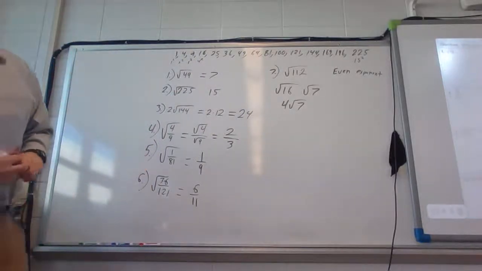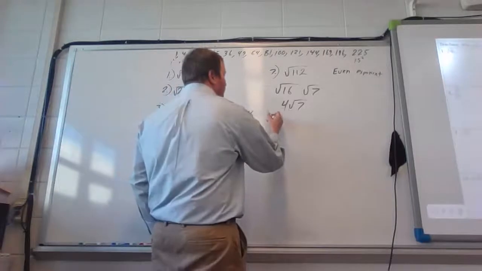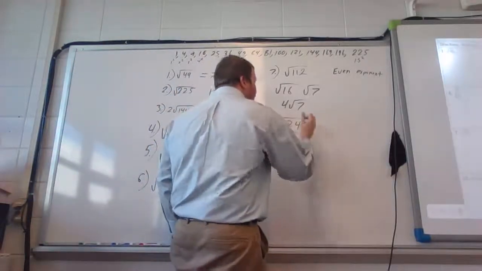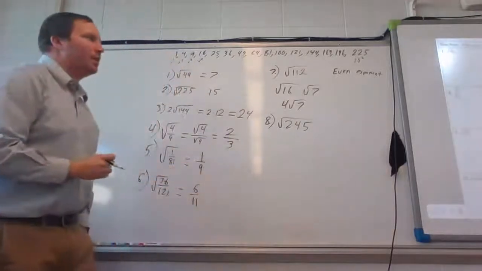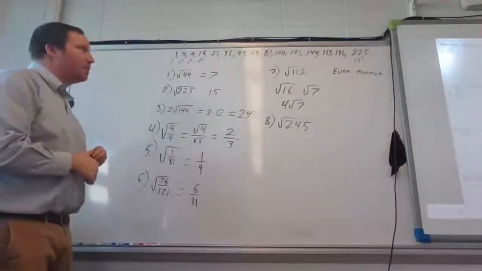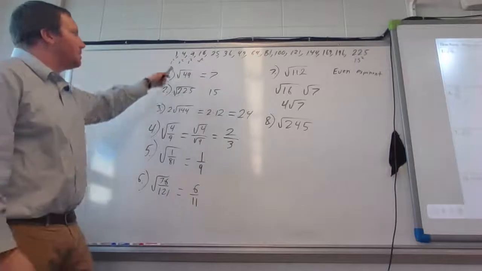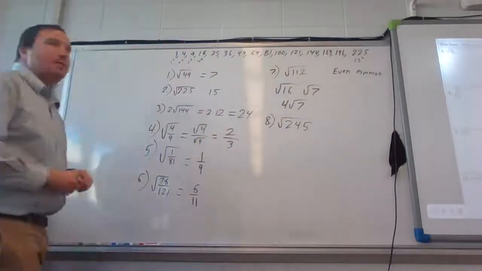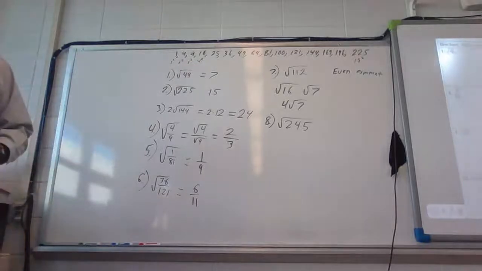So number 8. Is that a non-perfect? It is non-perfect. So we're looking for a perfect square that goes into 245. So we're looking for one of these. Second graph, so 245 divided by x.